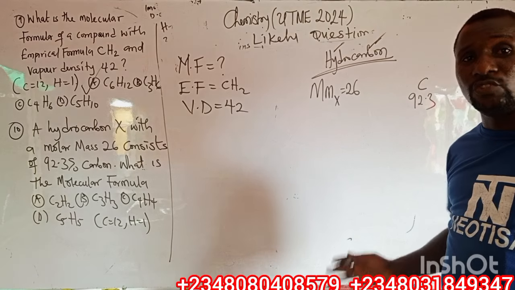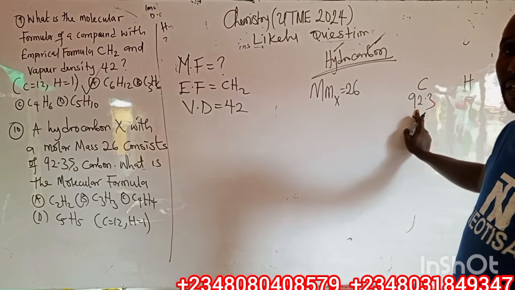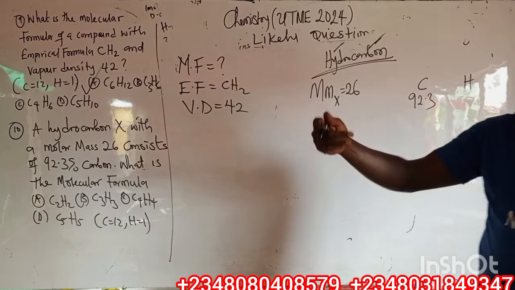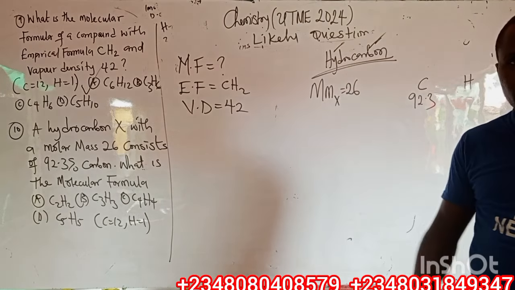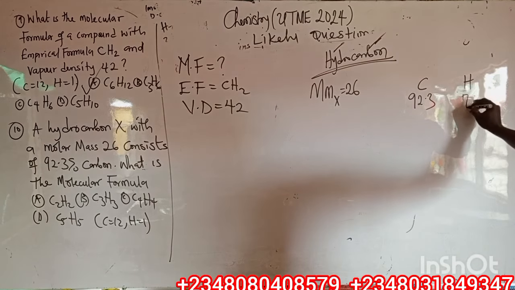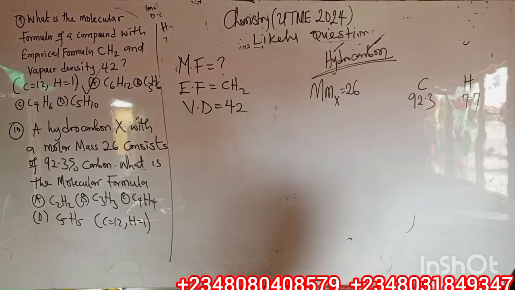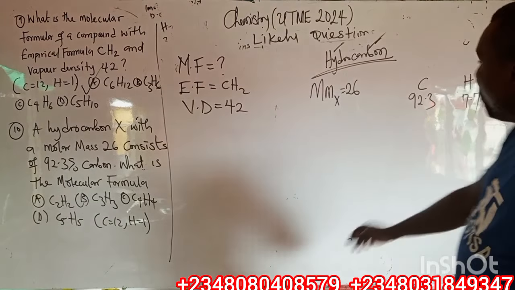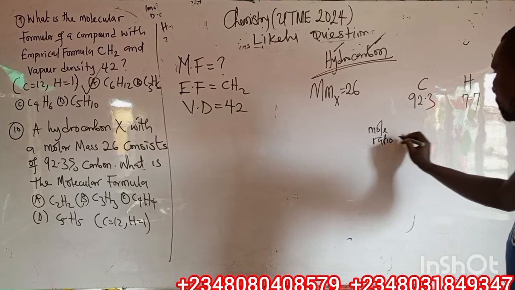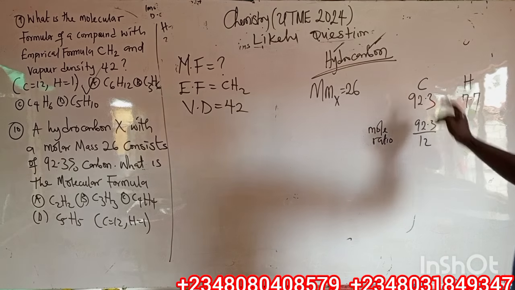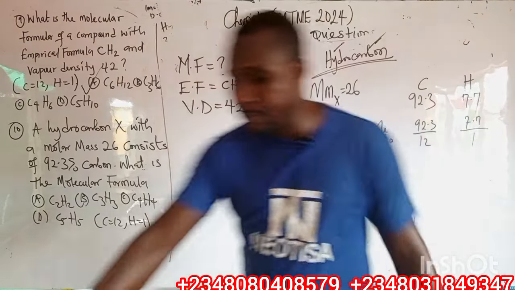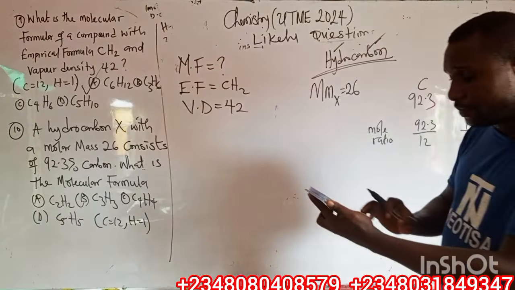Carbon and hydrogen are the two elements in hydrocarbon. Carbon is 92.3 percent by mass, therefore the rest percentage by mass will be hydrogen. Take away 92.3 from 100, and we have 7.7. Mass number of carbon is 12. Find the mole ratio: 92.3 divided by 12 for carbon, and hydrogen is 1, so 7.7 divided by 1. Then what is 92.3 divided by 12?